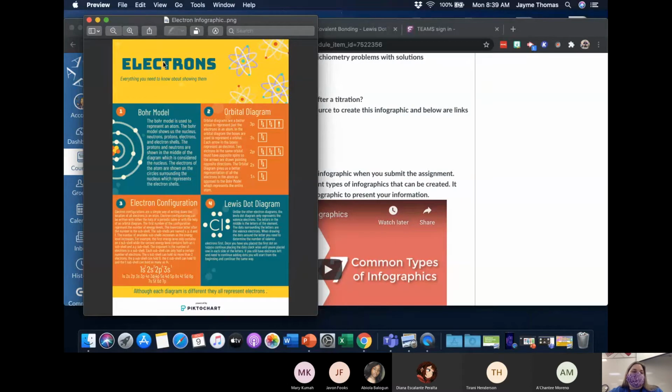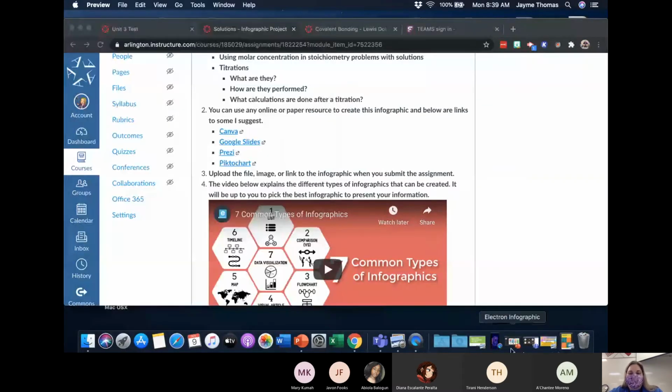So these are a couple examples. Obviously the content is different, but this is sort of what you're going for in your presentation. You don't have to use those two though. You could also use Google Slides or Prezi. I will caution you though, if you use Google Slides or Prezi or PowerPoint, it's only one slide, okay? Because it's like a poster. It's not multiple slides. It's not a presentation, okay?